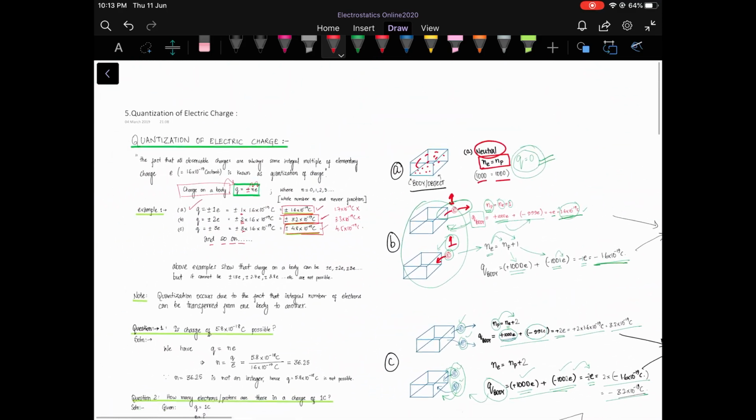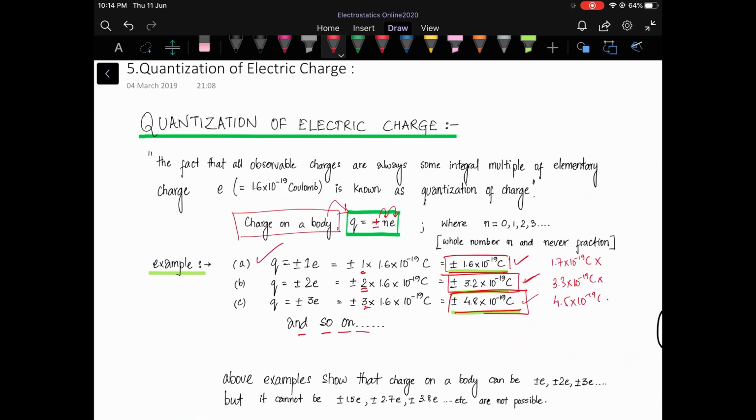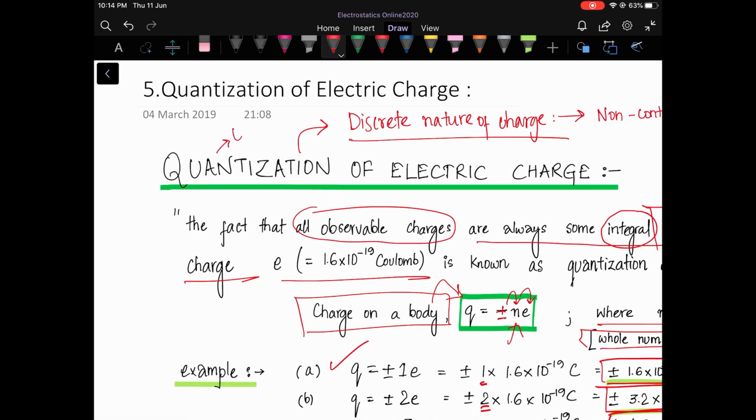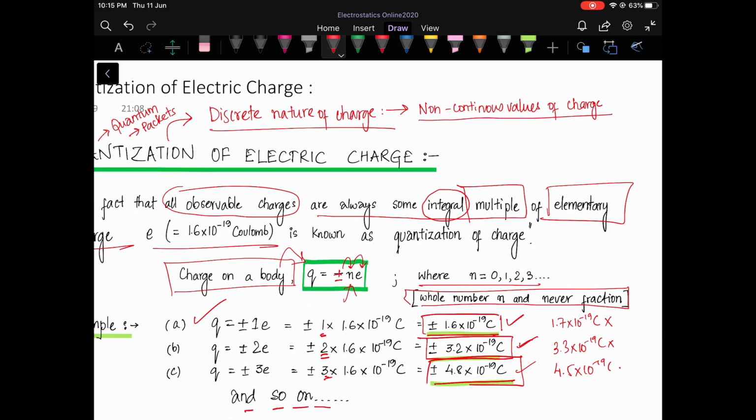This property that I have discussed just now is what we call quantization of charge. It simply means that any observable charge that we see around us will always be equal to a multiple of the elementary charge, that is ne. And since it is an integral multiple, this n must be a whole number. It cannot be a fraction. In other words, quantization refers to the discrete nature of charge, which means non-continuous values of charge. Quantization comes from the word quantum, which refers to packets. So the values of charge cannot be continuous. It can be 1.6 into 10 to the power minus 19, but it cannot be 1.7 into 10 to the power minus 19 coulombs. The next possible value of charge allowed is 3.2 into 10 to the power minus 19 coulombs, which is simply a multiple of 1.6.